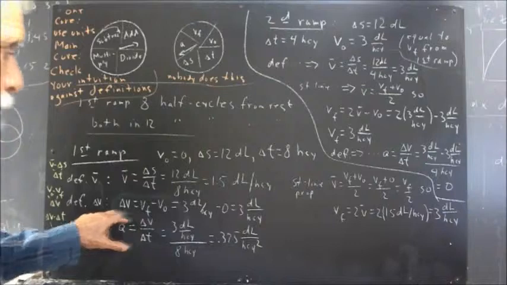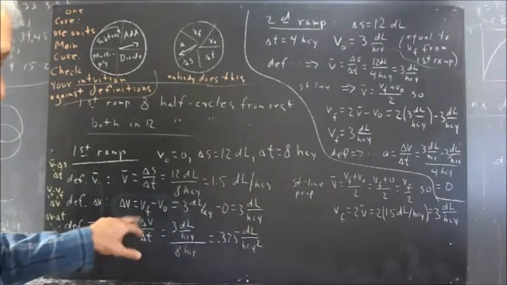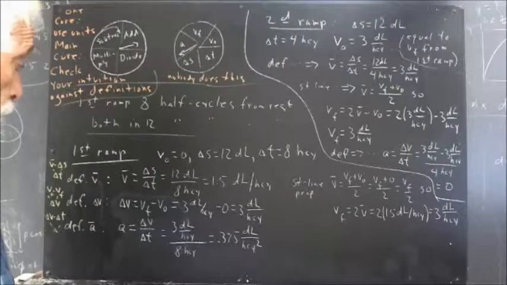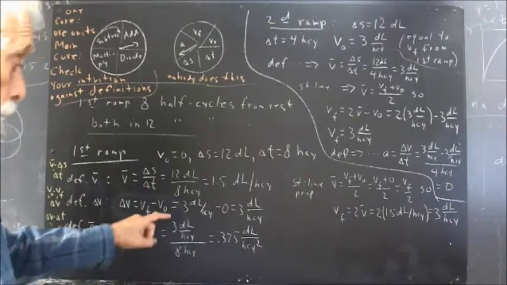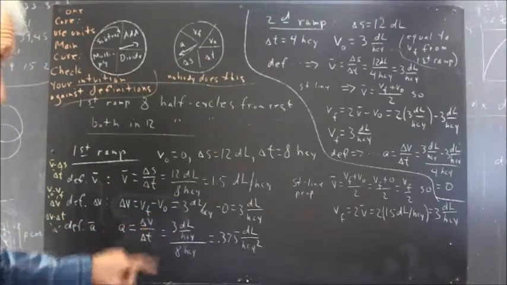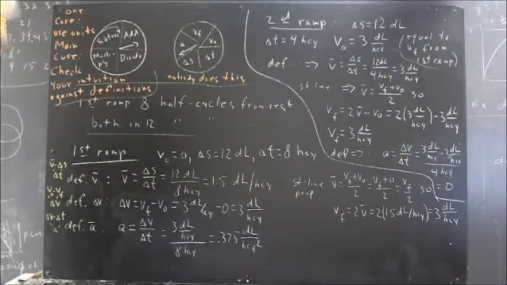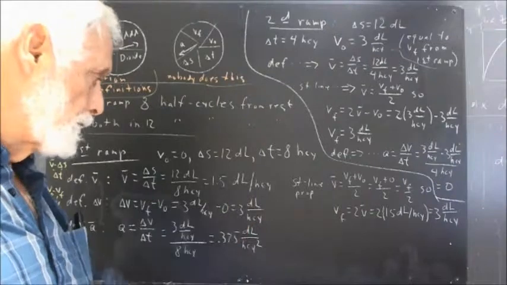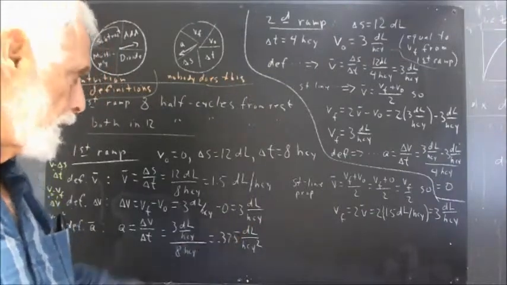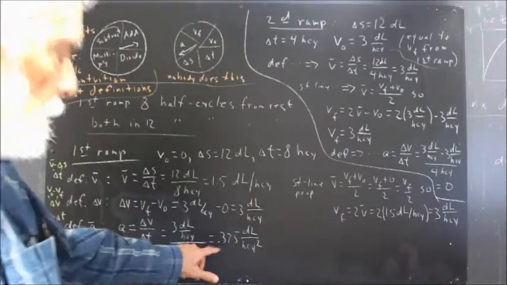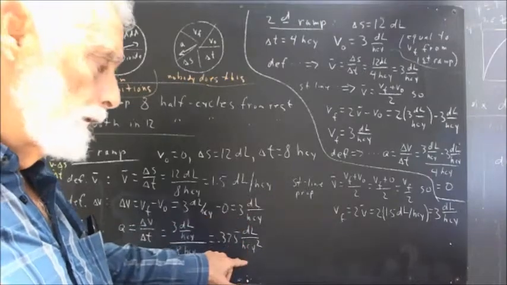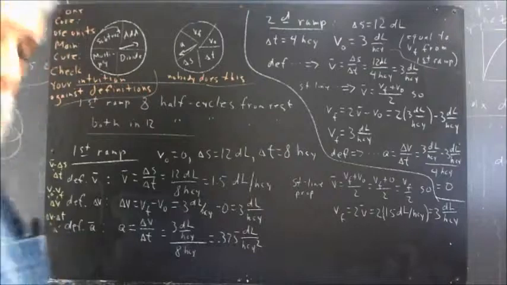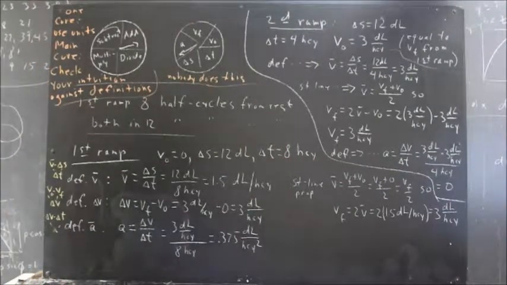Okay, so now we found delta V. We know now that acceleration is delta V over delta T. We checked that with the definition, so we proceed to use it. 3 domino lengths per half cycle, that's our delta V. Delta T is 8 half cycles. 3 divided by 8, well, it's 3/8, which is 0.375, and we might not have all those significant figures, of course, but it's 0.375 domino lengths per half cycle squared. There's our acceleration on the first ramp.